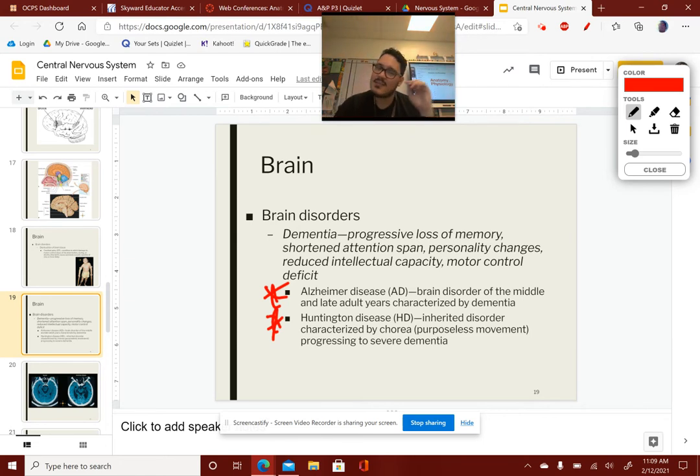Huntington's disease. This is an inherited condition, so this is passed down your family. It's characterized by chorea, which is purposeless movement, so moving without any purpose to it, and progresses to severe dementia. The thing with Huntington's is that this is a condition that can affect people at a young age. So we have to be very careful. This is a big reason why, especially since this is an inherited condition, I do think it's a good idea to have a genetic test done if you have a partner who you're maybe considering forming a family with.